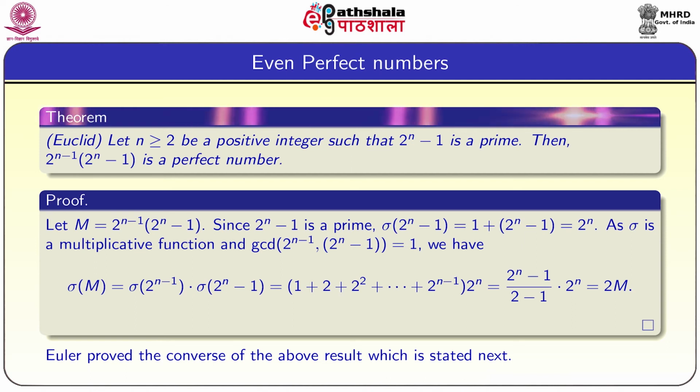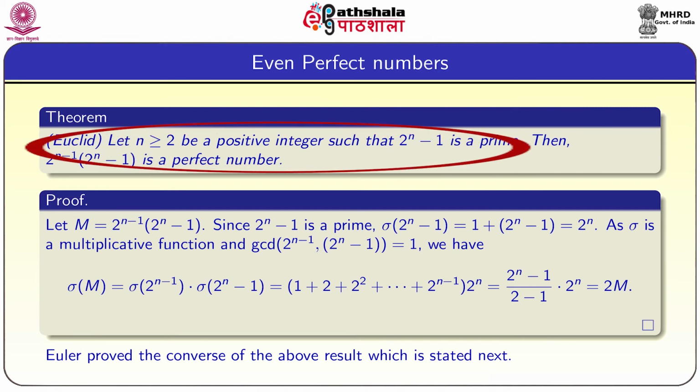So, even perfect numbers. Euclid gave an important result for the even perfect numbers, very long back. Let n greater than or equal to 2 be a positive integer such that 2 power n minus 1 is a prime number. Then 2 power n minus 1 into 2 power n minus 1 is a perfect number.